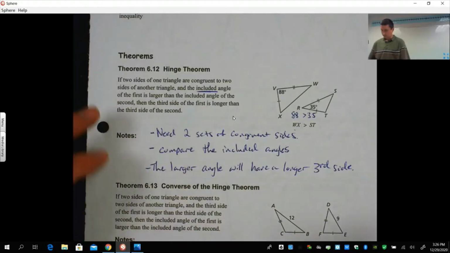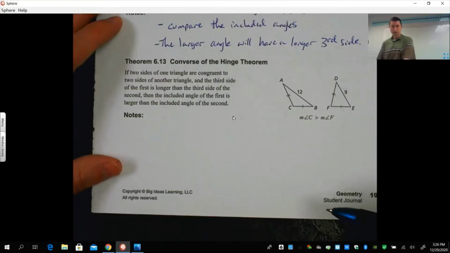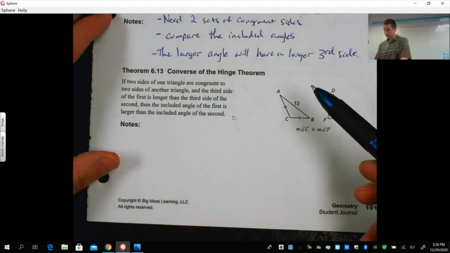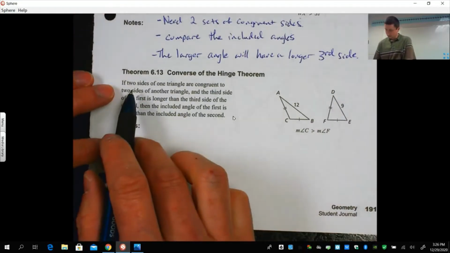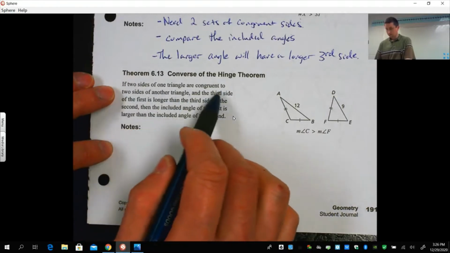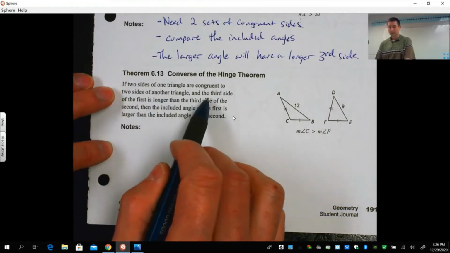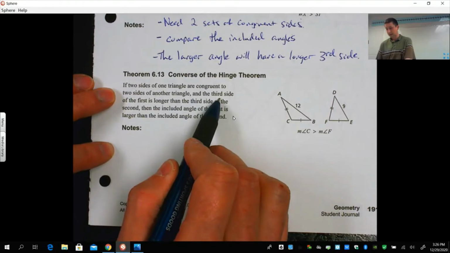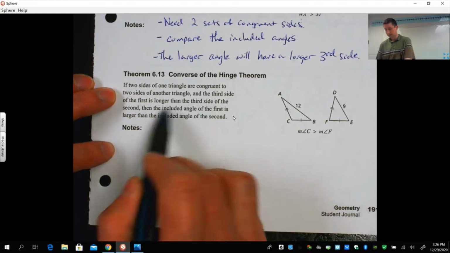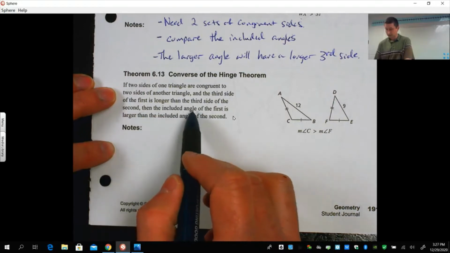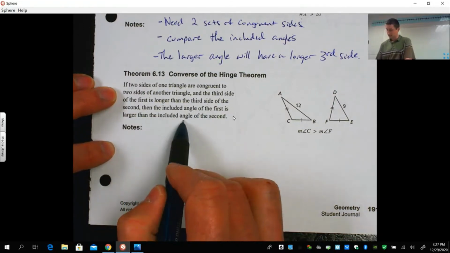So the converse of the hinge theorem is also true, so you could write a biconditional between these two, if and only if, between the two hypotheses and conclusions. So if two sides of one triangle are congruent to two sides of another triangle, and the third side of the first is longer than the third side of the second, then the included angle of the first is larger than the included angle of the second.